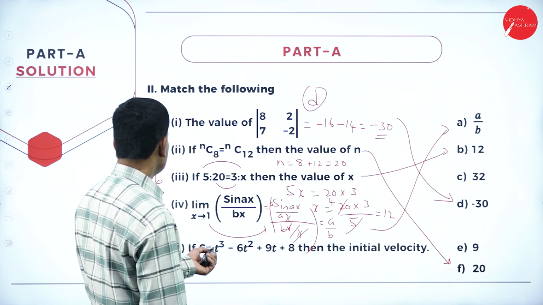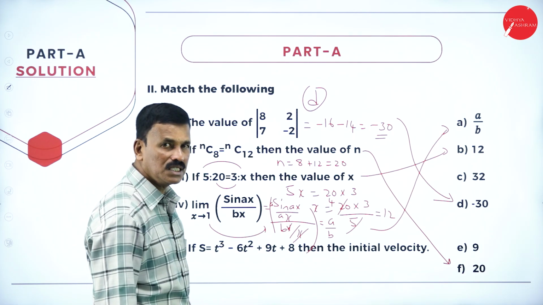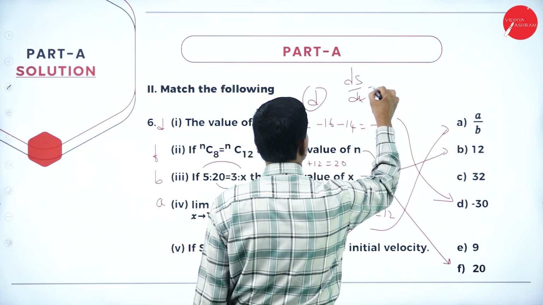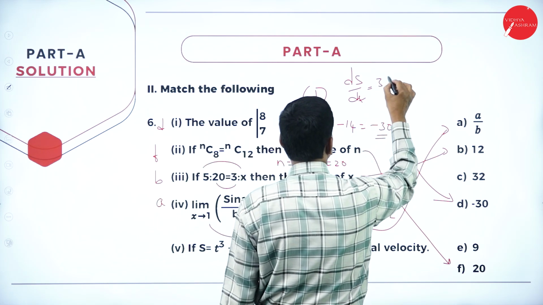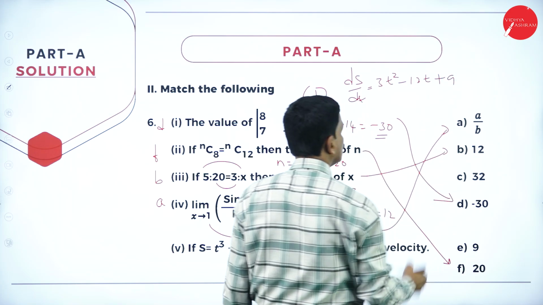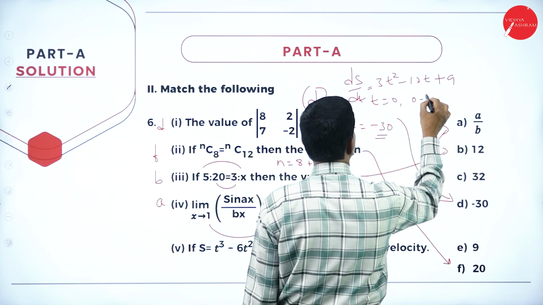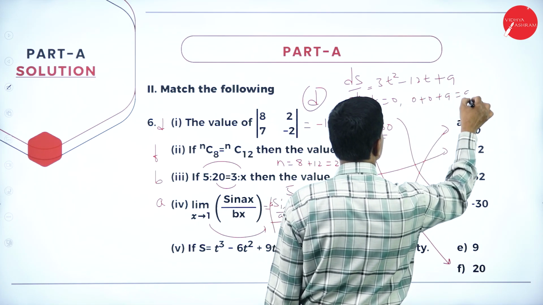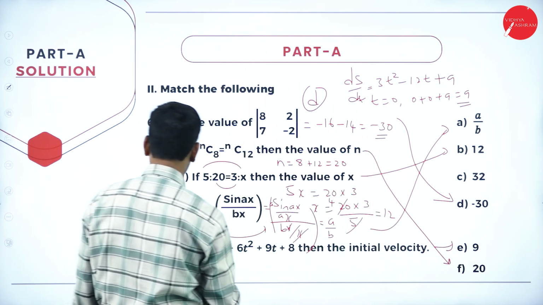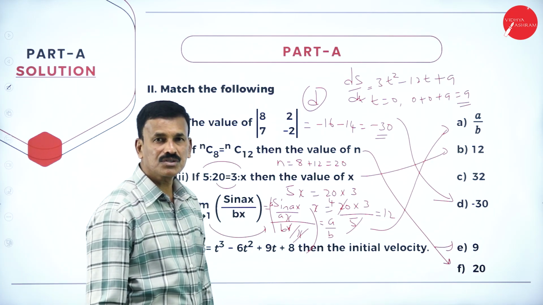And the last, if S is equal to t cube minus 6t square plus 9t plus 8, then the initial velocity is, velocity means ds by dt. ds by dt is equal to 3t square minus 6 2s are 12t plus 9. Put t is equal to 0. If you put t is equal to 0, what happens? This is 0 plus 9, that's equal to 9. The initial velocity is 9. This is the answer, E. So these are the answers for this. This is how we are going to solve this problem.